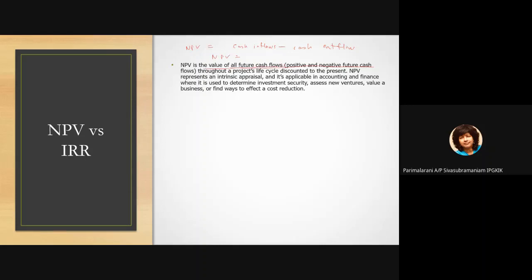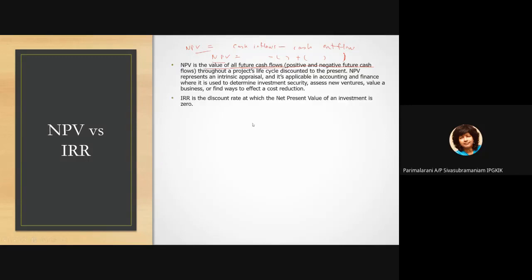Or we can say NPV is the value of all future cash flows. That means positive and negative. If you're paying money, it becomes negative. If you're receiving money, it becomes positive. When you add all together, it is still the same. These two are the same actually.